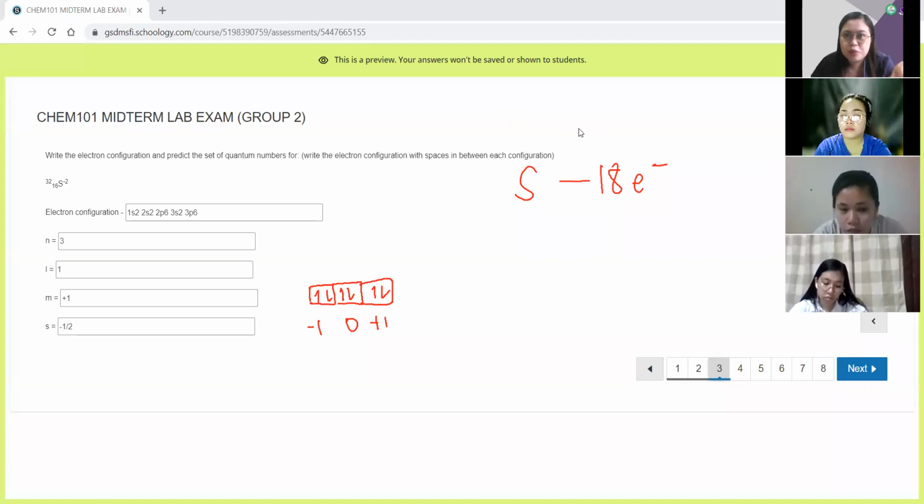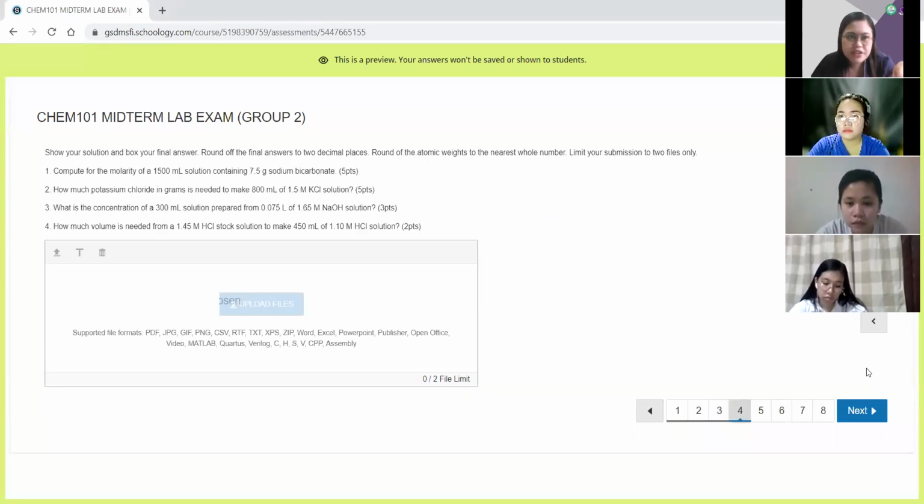Sige, so take note muna yung mga minalian sa electron configuration. Now this one, show your solution, take note, show your solution and box your final answer. So round off the final answers to 2 decimal places and round off the atomic weights to the nearest whole number. Limit your submission to 2 files only.